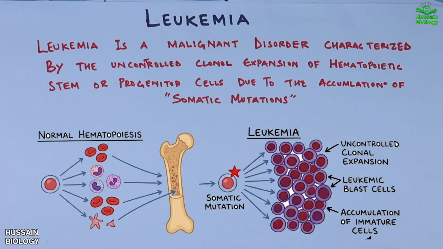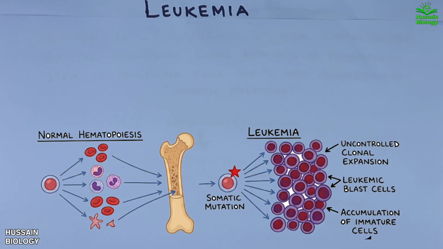Here a somatic mutation occurs in a hematopoietic stem cell or progenitor cell. This mutated cell starts dividing uncontrollably, leading to clonal expansion. As a result, there is accumulation of immature leukemic blast cells.